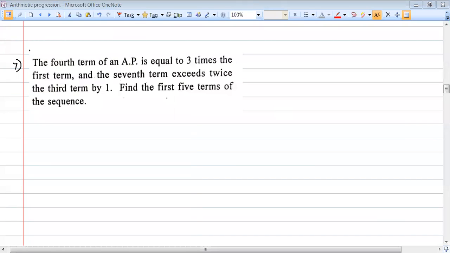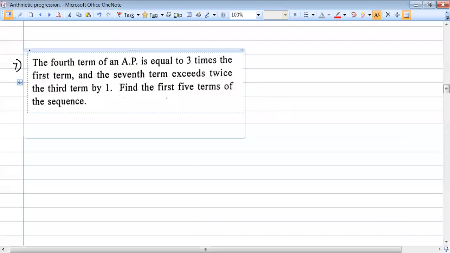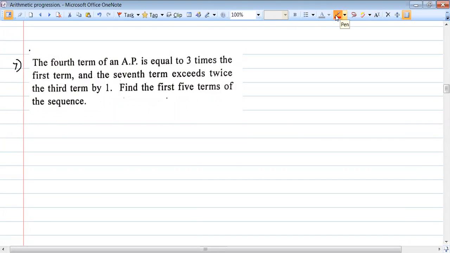Sir, explain this question. This question is very simple. The fourth term of an AP is equal to 3 times the first term. And the seventh term exceeds twice the third term by 1. Find the first 5 terms of the sequence. Understand the question and create an equation. You will get a linear equation in 2 variables.